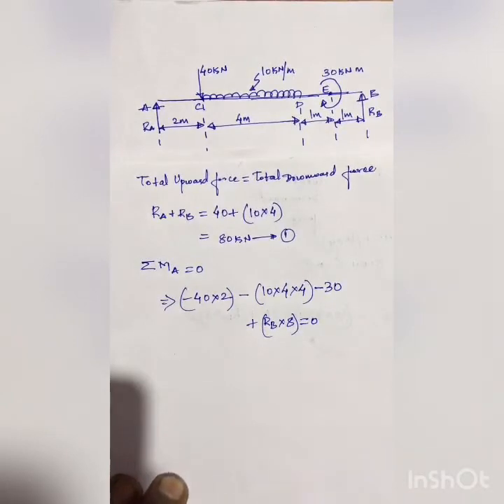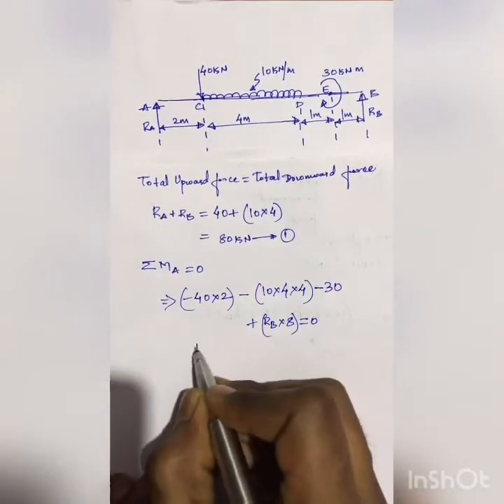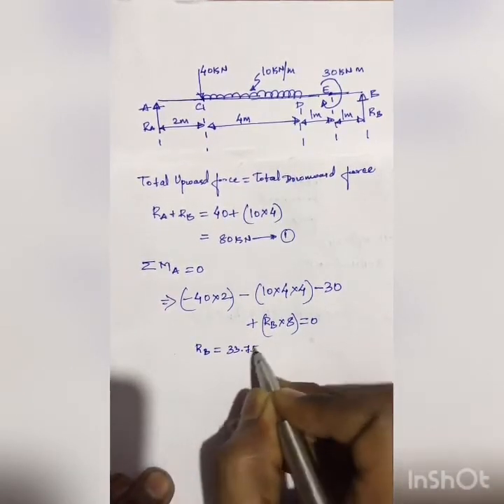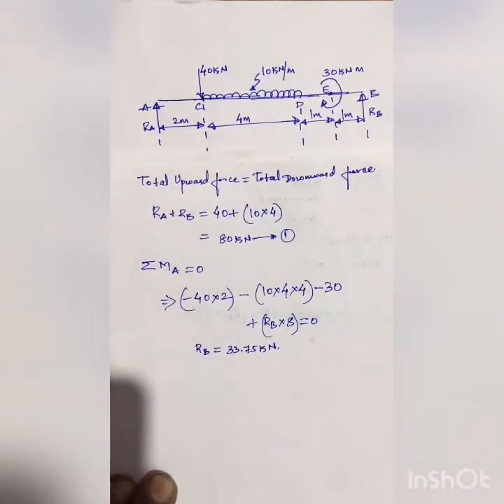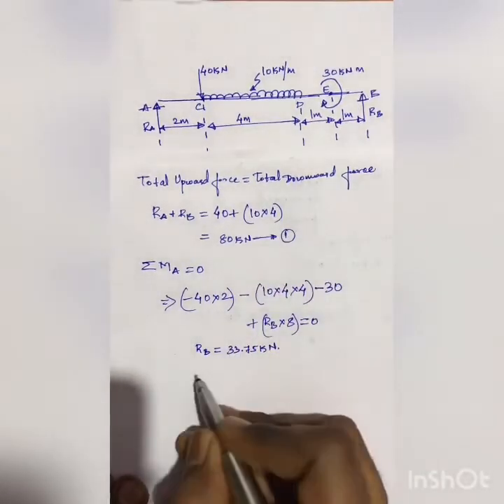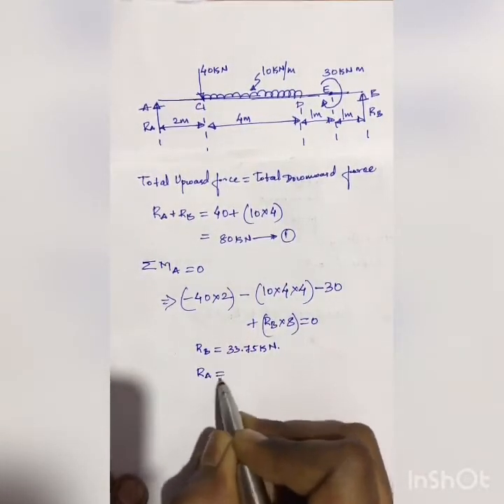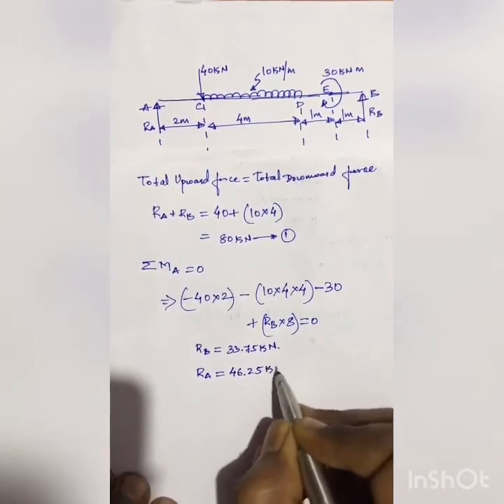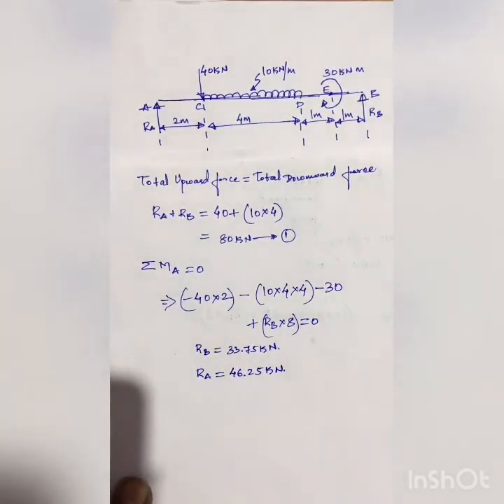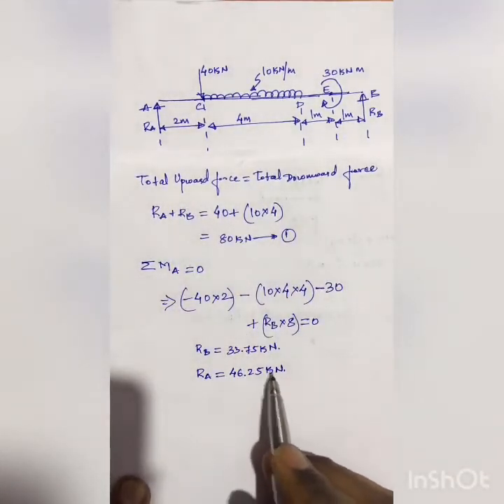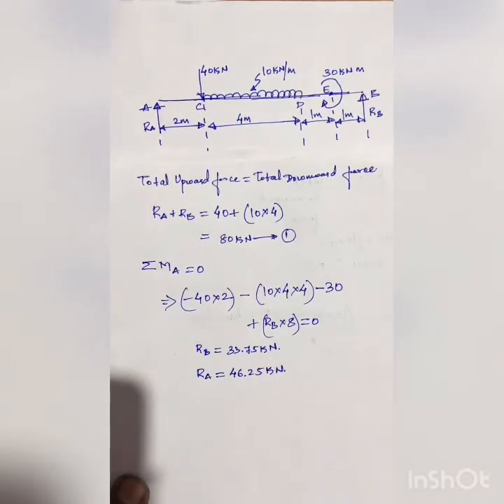And if I calculate this, I'll get the value of RB as 33.75 kilonewton, and if I substitute the value of RB in equation 1, I will get the value of RA as well, which is equal to 46.25 kilonewton. So this is how we have found out the support reactions. That is, RA is equal to 46.25 kilonewton and RB is equal to 33.75 kilonewton.